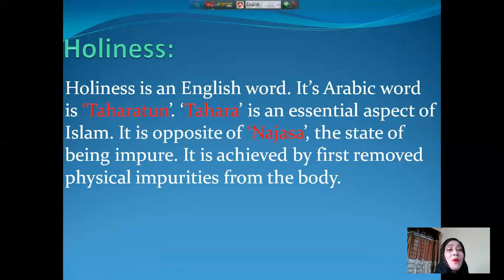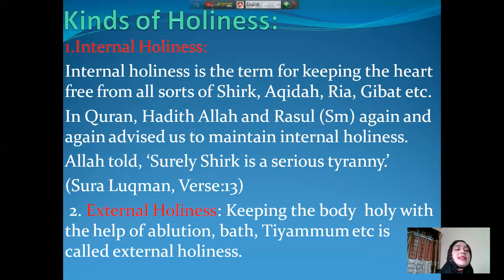Today we'll discuss all the things which are related to holiness. It is achieved by first removing physical impurities from the body. That means holiness is achieved by removing physical impurities from the body. Okay, then go to the next slide. From this slide, you can easily understand that we will discuss the kinds of holiness: internal holiness and external holiness. These are the two kinds of holiness.